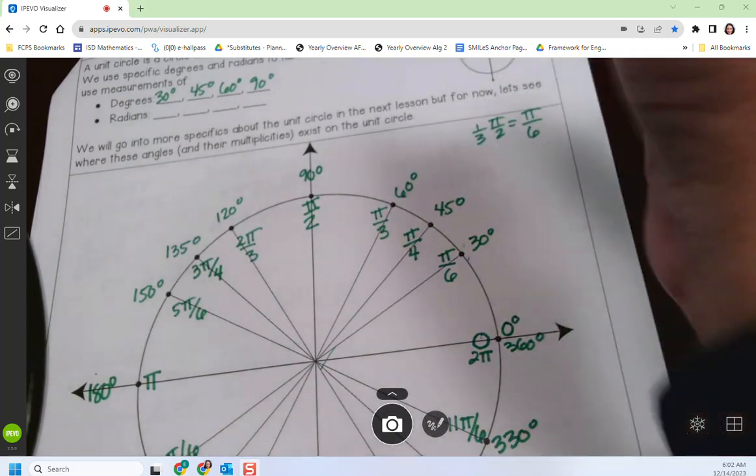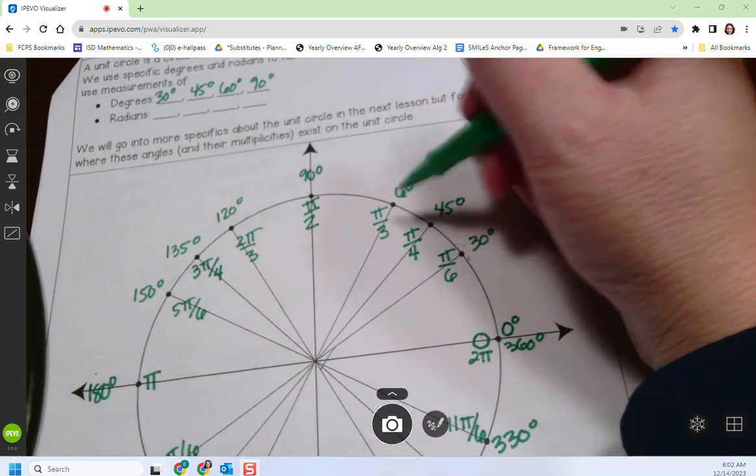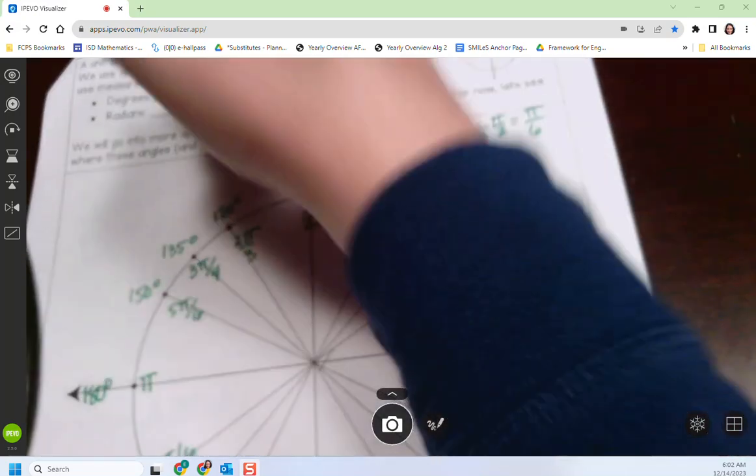So, looking at your first quadrant, we have pi over 6, pi over 4, pi over 3, pi over 2, and that's what we put here.